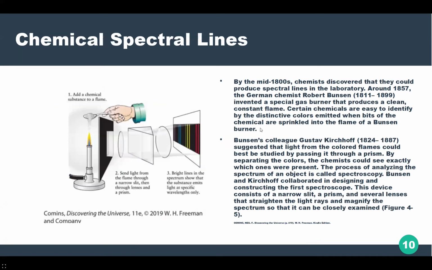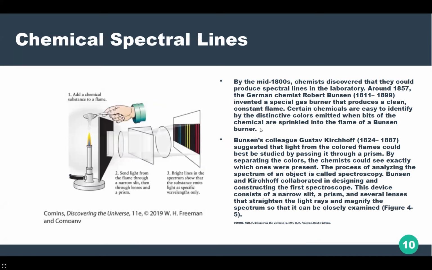Bunsen's colleague Gustav Kirchhoff suggested that light from the colored flames could best be studied by passing it through a prism. By separating the colors, scientists could see exactly which ones were present. The process of analyzing the spectrum of an object is called spectroscopy.